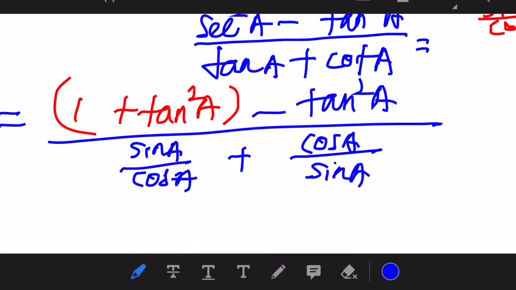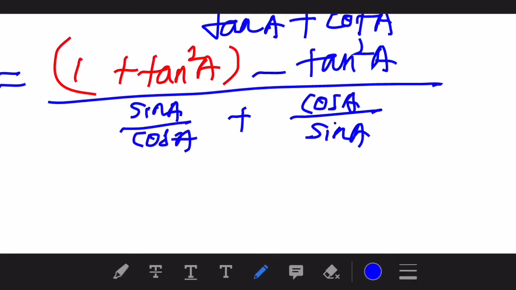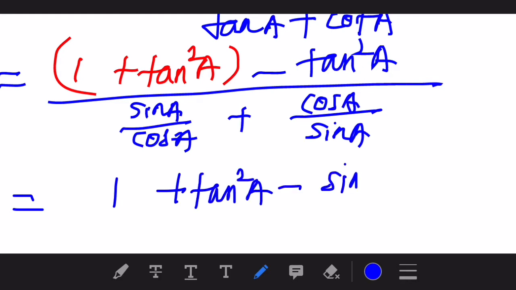You can get 1 mark already, you know. It's very easy to get marks for proving. For Trigo, it's very easy to get marks. Finally, you have to simplify. And then you notice that tangent square A and minus tangent square A will be cancelled out, right? These two will be cancelled out.